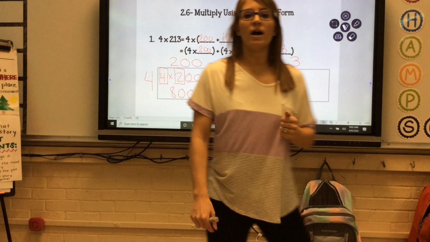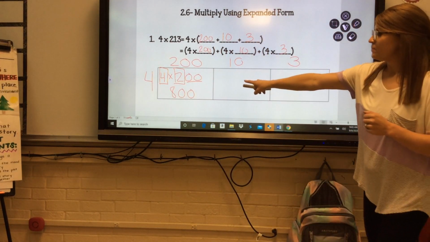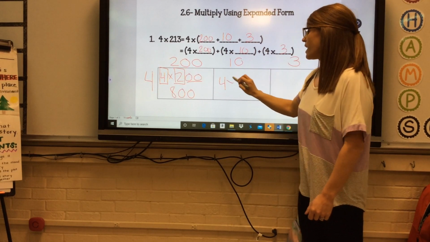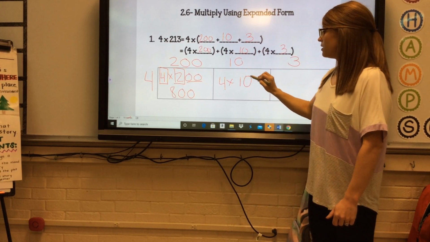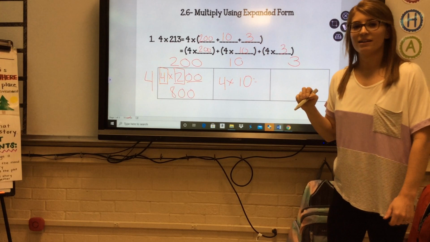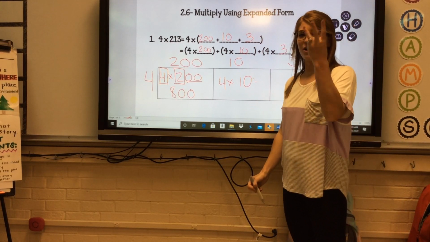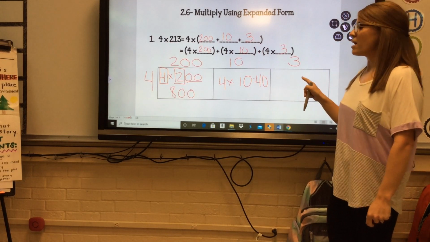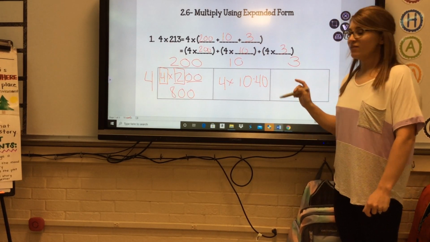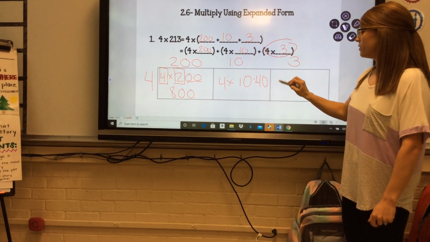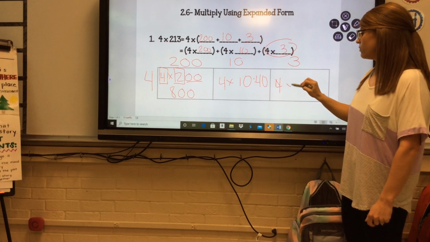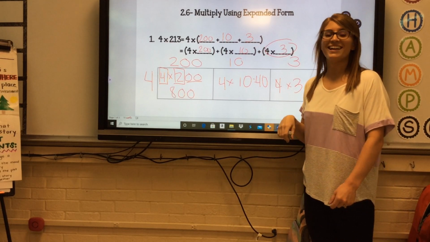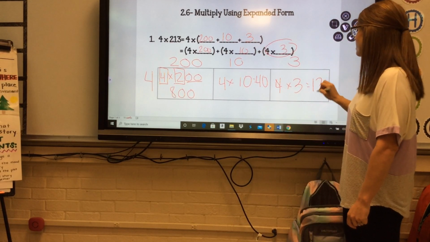What about this middle one? What's going to go here? Very good. 4, that side number, times 10, which is, very good, 10, 20, 30, and 40. Very good. And then our last box, what are we multiplying? Very good. This 4 times 3. 4 times 3, which is, good, it is 12. 4 times 3 is 12.